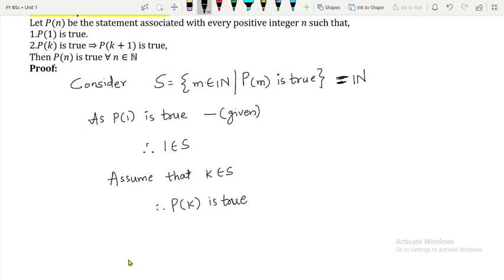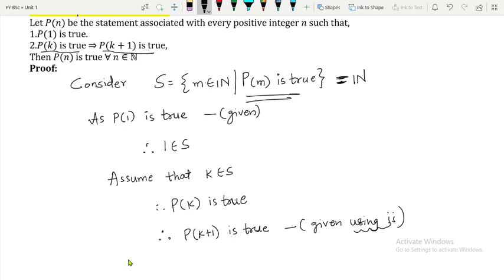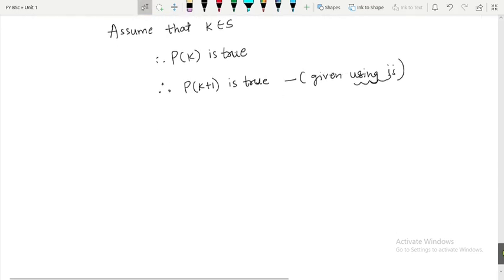right? But what is given in the question: if P of k is true then P of k plus 1 is also true. So here I can say, therefore P of k plus 1 is true, by the second condition given. Okay, it is using the second condition, right? And since P of k plus 1 is true, that means this condition holds for which natural number? For k plus 1. So who will go into this set now? k plus 1 will go. So therefore I will say k plus 1 belongs to S.